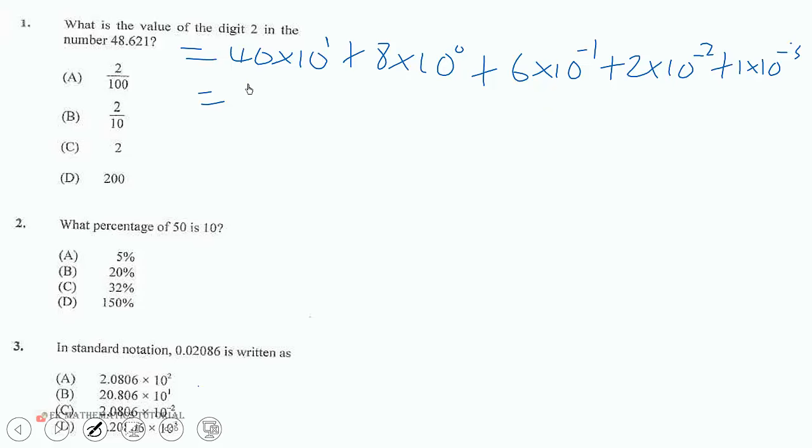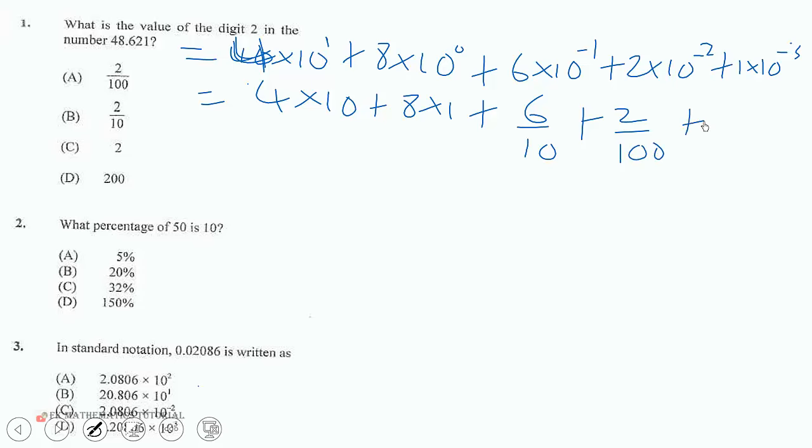4 times 10, this is 4, not 40, 4 times 10 plus 8 times 1 plus 6 over 10 plus 2 over 100, or 2 over 10 exponent 2, which is 100, plus 1 over 10 exponent 3, which is 1000. So the number has the value 2 over 100.